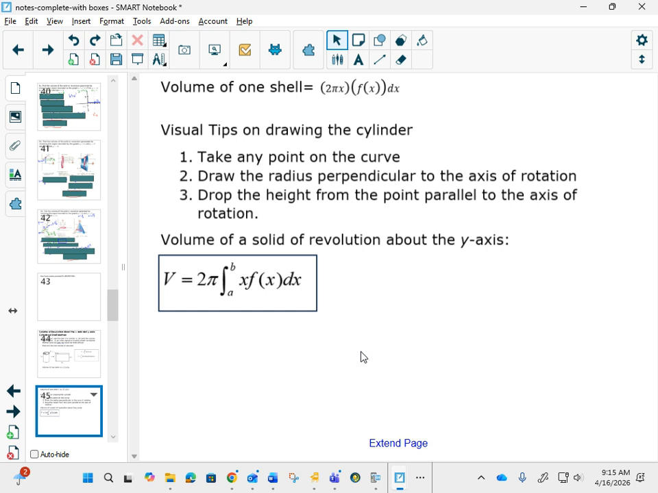Visual tips on drawing a cylinder. Take any point on the curve. Draw the radius perpendicular to the axis of rotation. Drop the height to that point.